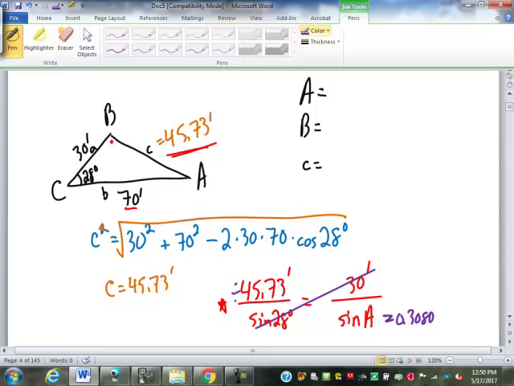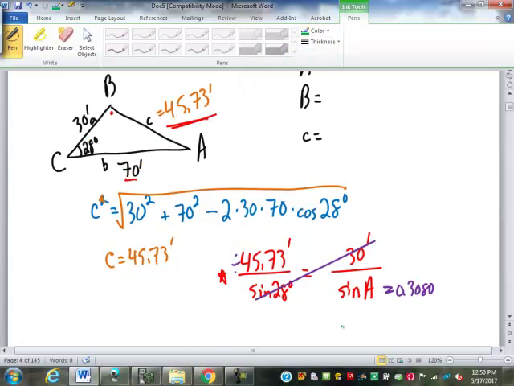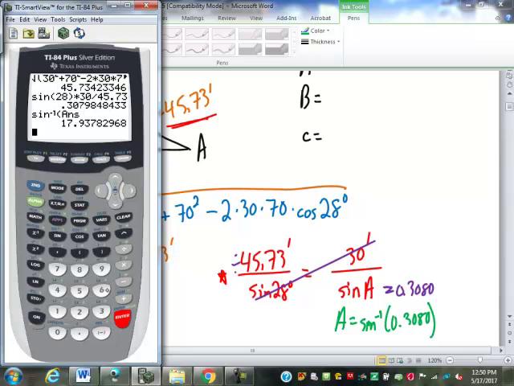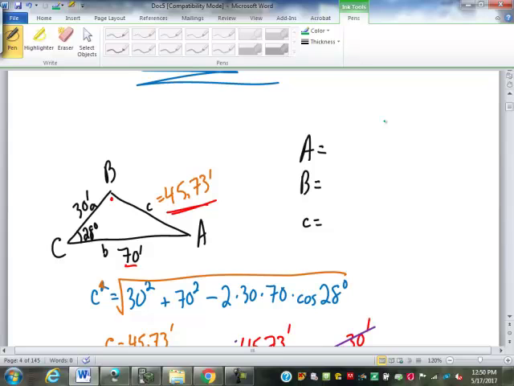That's the sine of the angle, so A is the inverse sine of 0.3080. So on my calculator, just second sine, second answer. 17.94 degrees. So that is angle A here. I add that to my 28, that's 45.94. Subtract that from 180. 34.06 degrees, or 134.06 degrees is angle B.